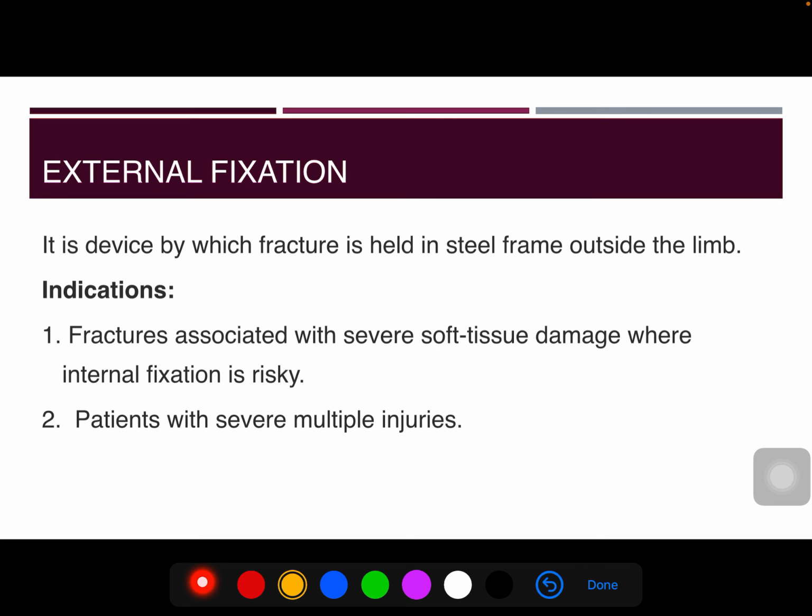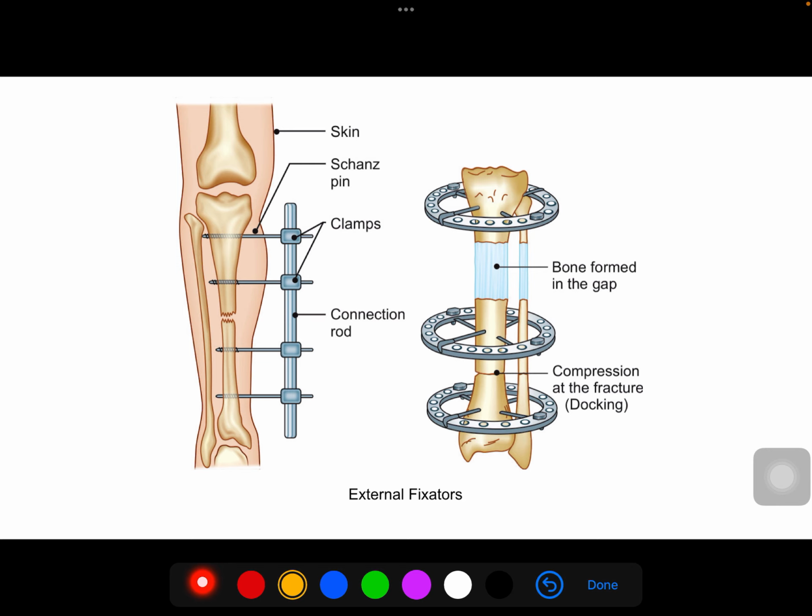For the external fixation, it is a device by which the fracture is held in a steel frame outside the limb. For the indication, a fracture associated with severe soft tissue damage, where internal fixation is risky, and a patient with severe multiple injuries, then we have to use the external fixation, which you can see in this figure also.